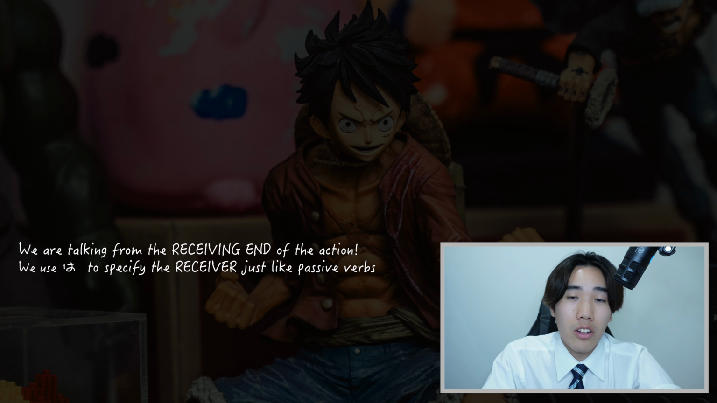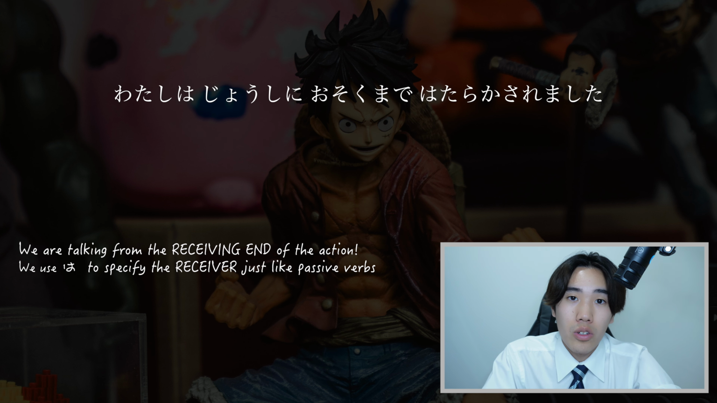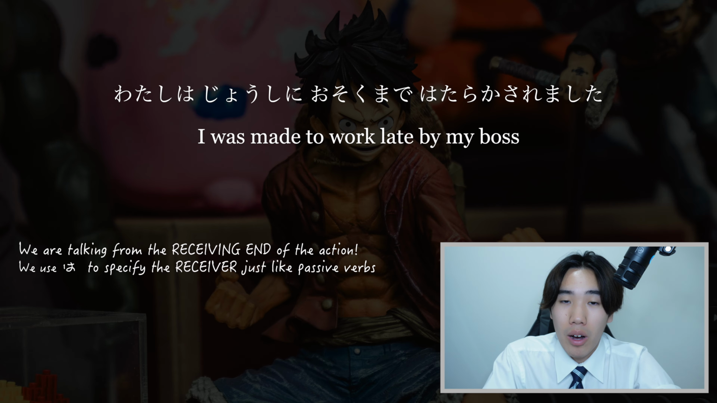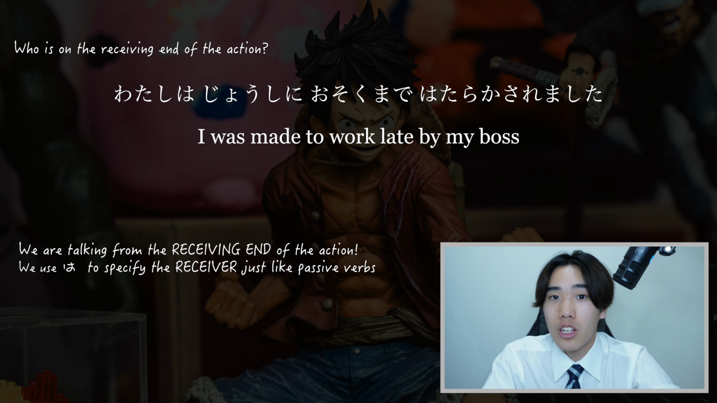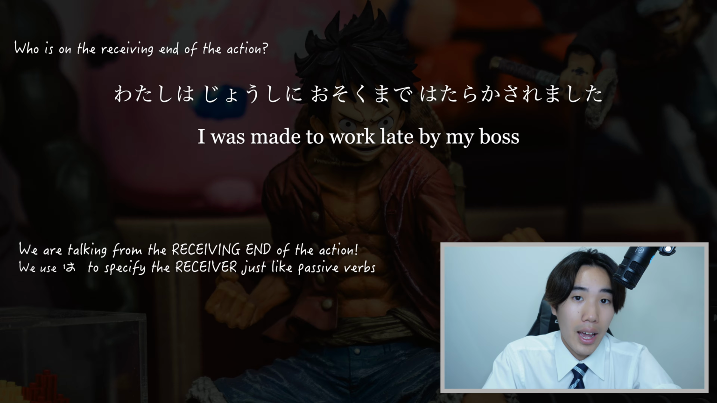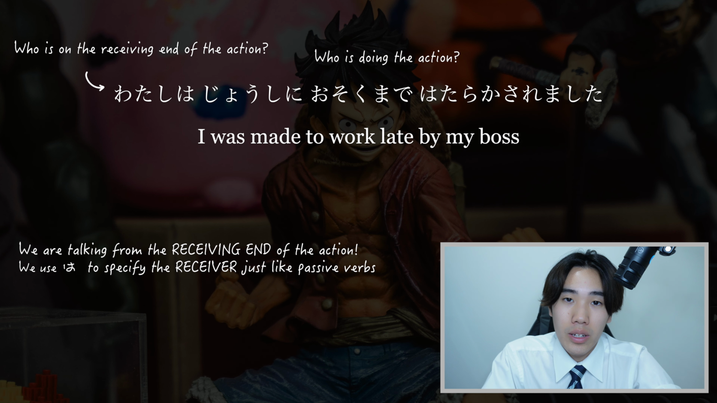Now let's look at another example. 私は上司に遅くまで働かされました。This sentence basically means I was made to work late by my boss. Now again, who is on the receiving end of this action or this causative-passive verb? It is I. I am the one that is made to work late. And who is the one perpetrating the action? Who is the one doing the causative action? That is the boss. Therefore, we specify that using the sentence particle ni, which is the target particle.